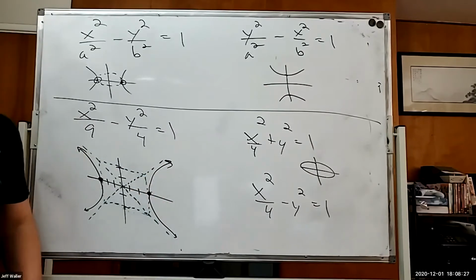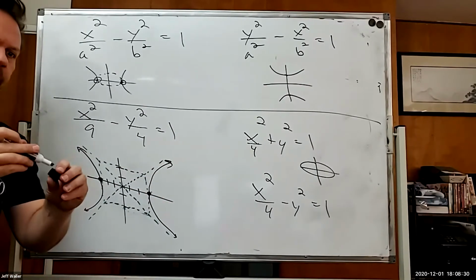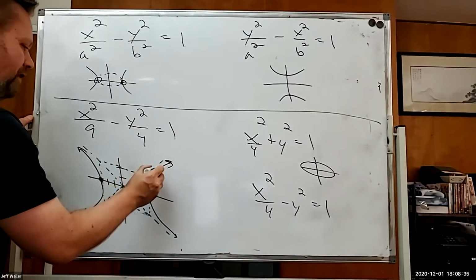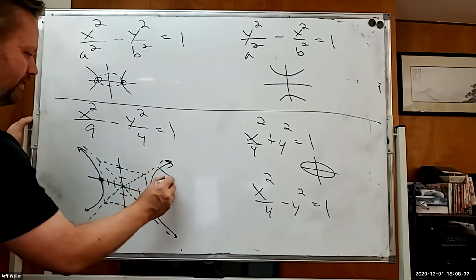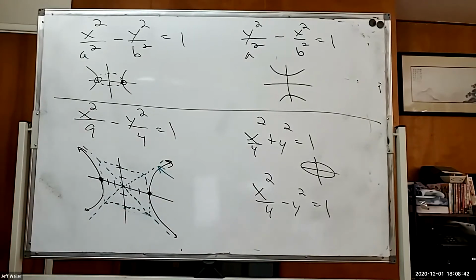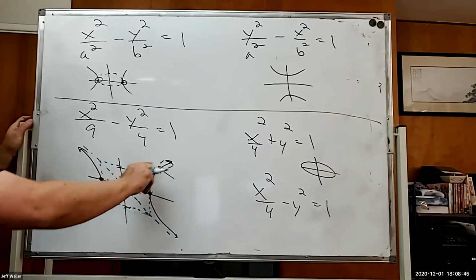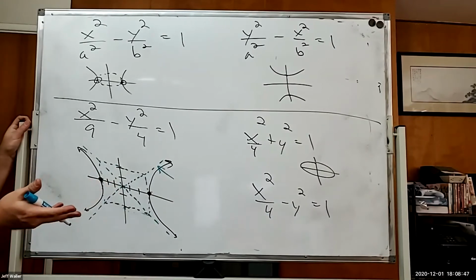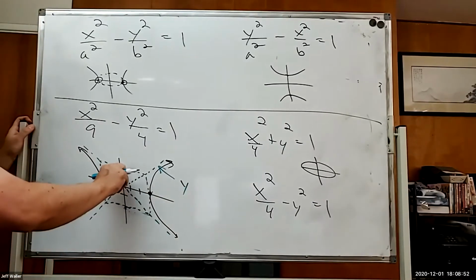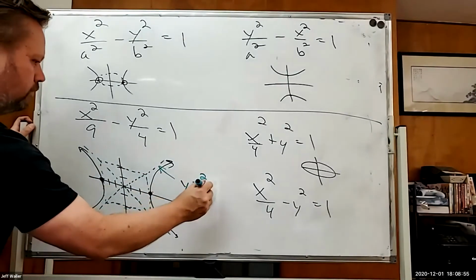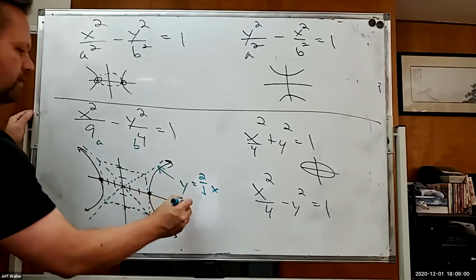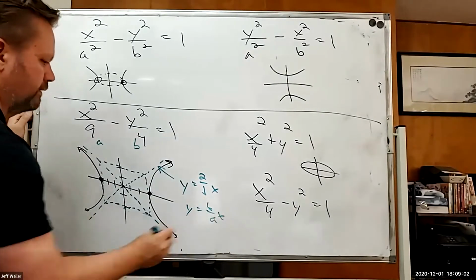Now, can somebody tell me what this line's equation is? I love that question. It's very easy. What is this line's equation? It goes through the origin. Y equals 2/3 x. Yeah, y equals 2/3 x. Isn't that, let me see, yeah, this is perfect. Isn't that b over a x?